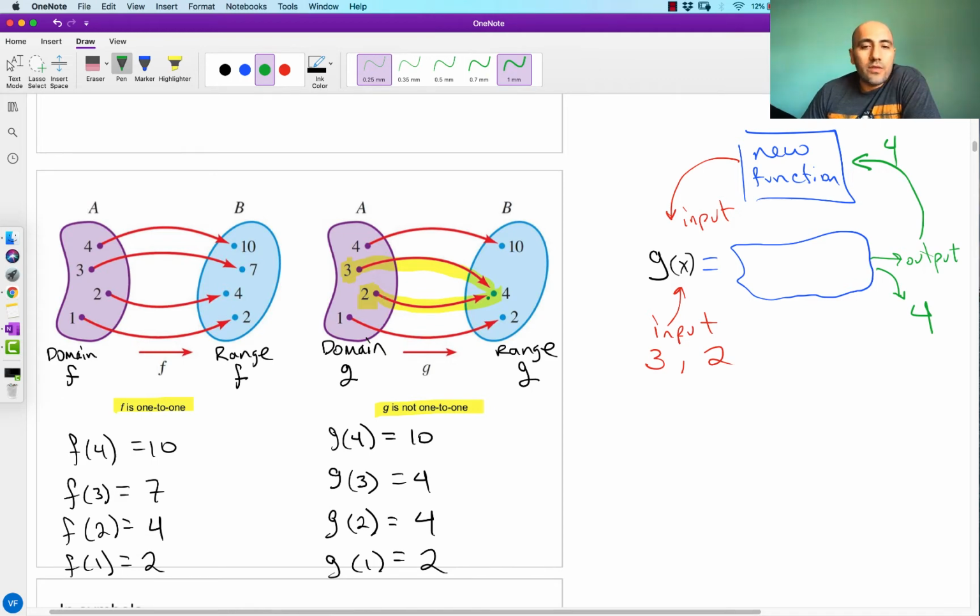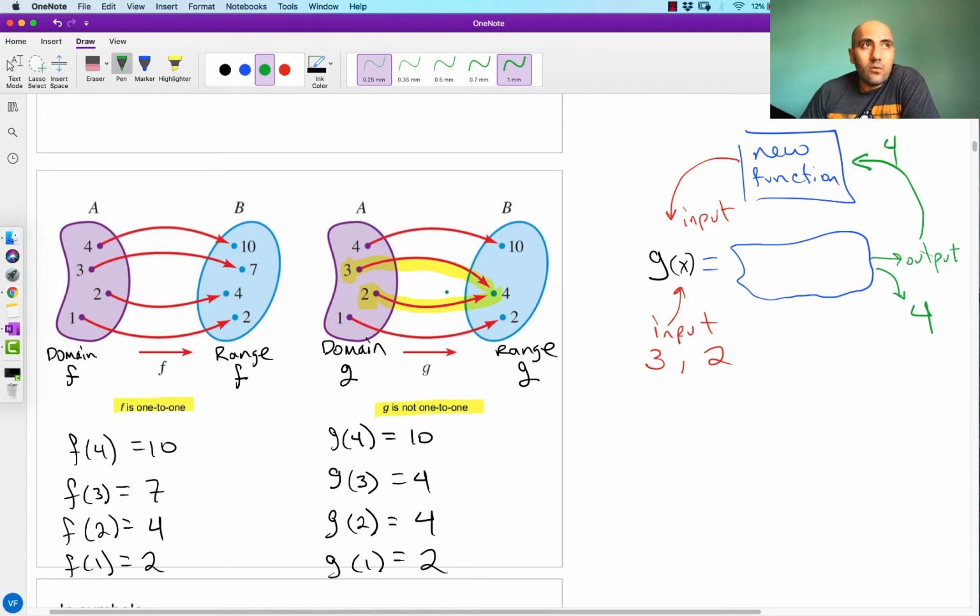I know you're thinking, well, maybe we can do some sort of conditional patchwork thing, like sometimes it goes to 3, sometimes it goes to 2, but we don't want to do that. That might be some sort of overly complicated way of patching it, and that's not what we're interested in. So when we run into this, we're not going to try and fix it. We're just going to say this does not qualify as a function that can have an inverse.